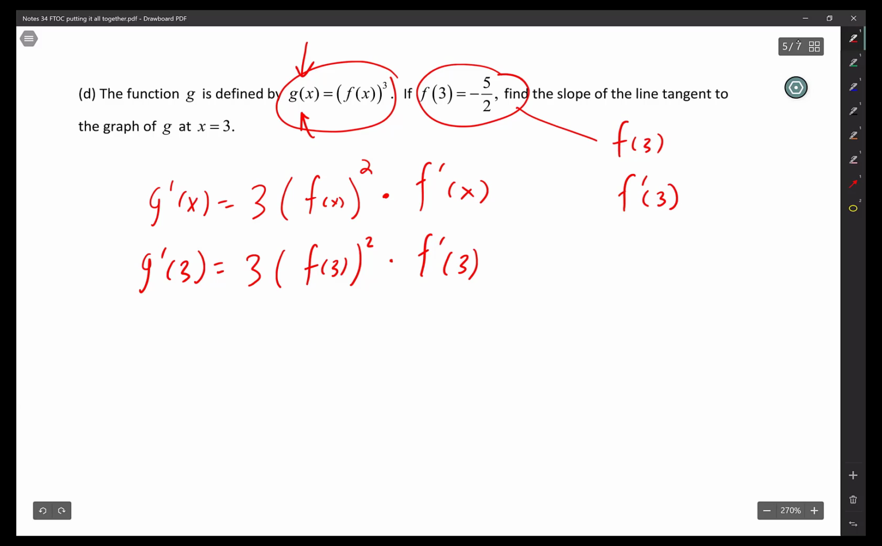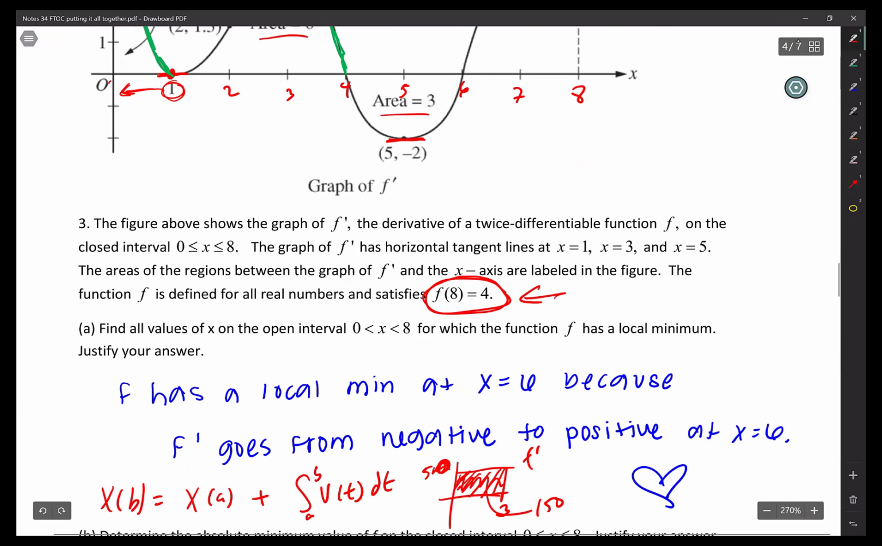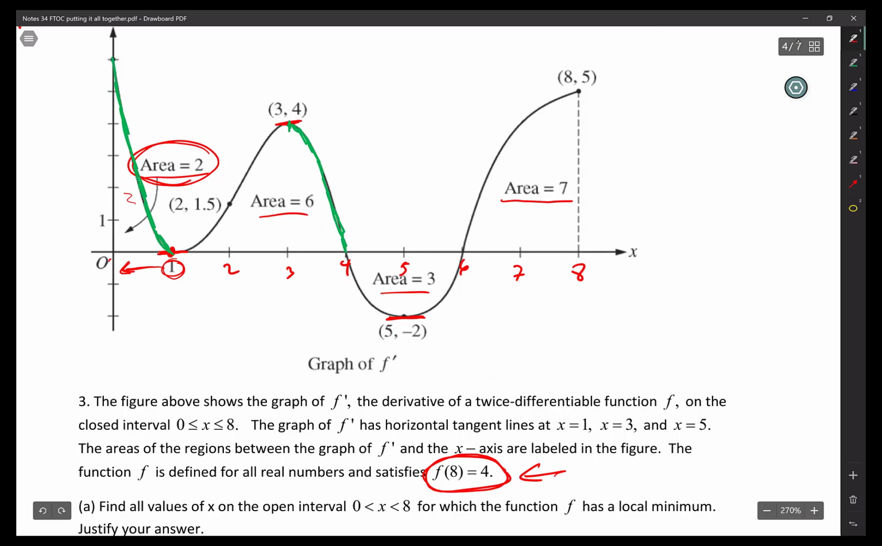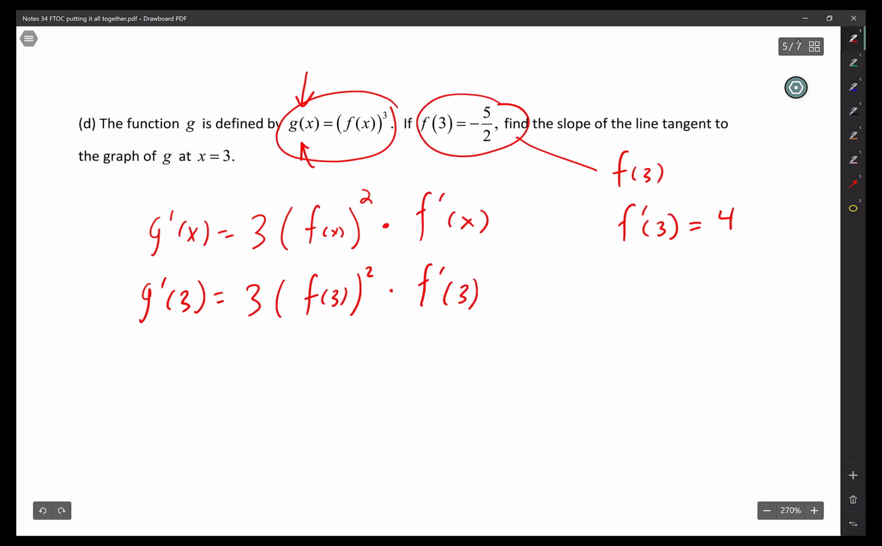Well, I have the graph of f prime, so I just go back to my graph, and oh, look, they're really nice to me, and they tell me that when x is 3 on this f prime graph, the y value is 4. So f prime of 3 is 4. Tengo todo. I have everything I need. All I need is myself. I just plug in, guys.